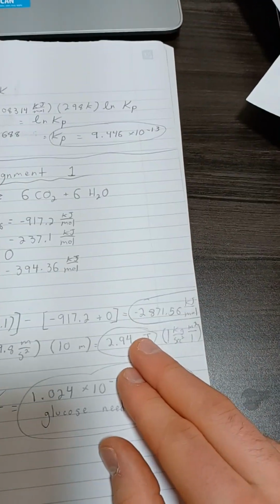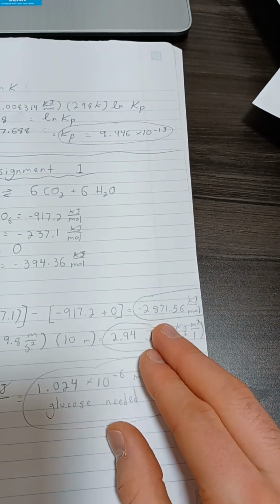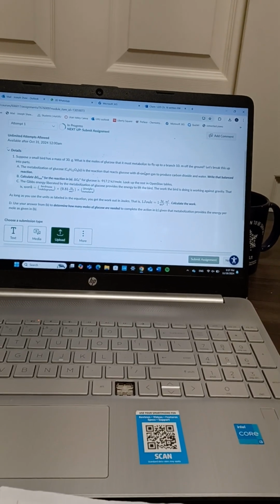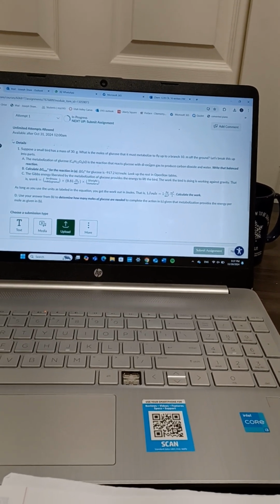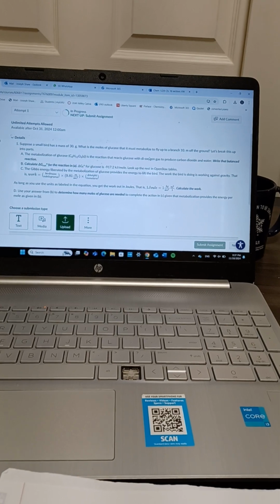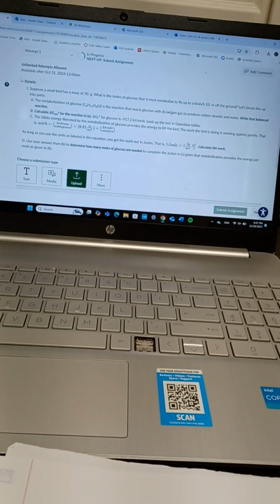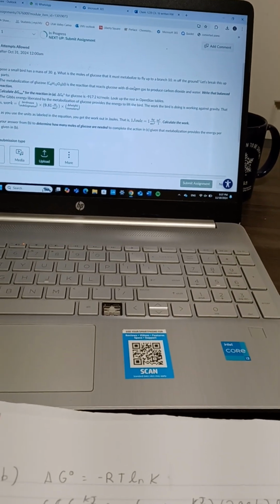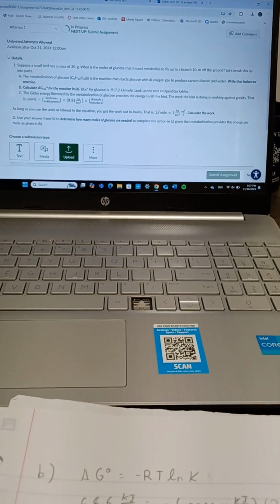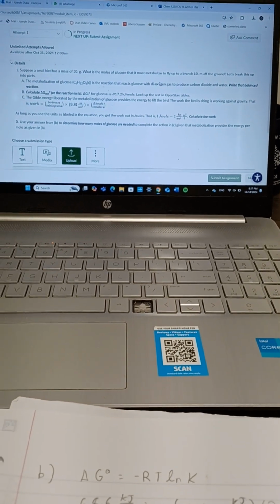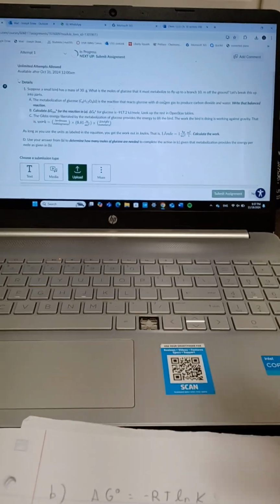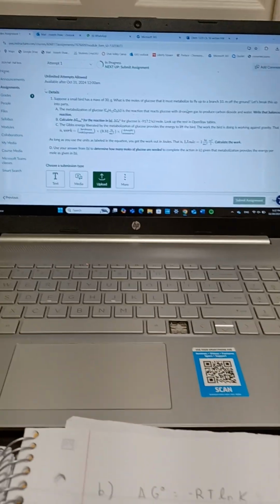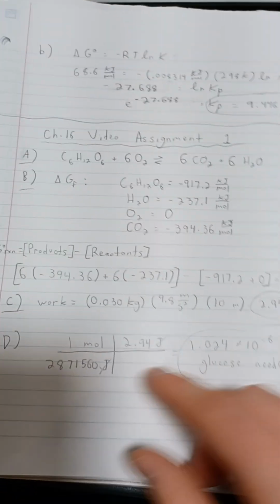That comes out to be negative 2,871.56 kilojoules per mole. Okay, now we're on to part C, where it asks us to find the work. The Gibbs energy liberated by the metabolization of glucose is providing the energy to lift the bird. The work the bird is doing is working against gravity. That is, and then it gives the equation right there. So basically just plugging and chugging.